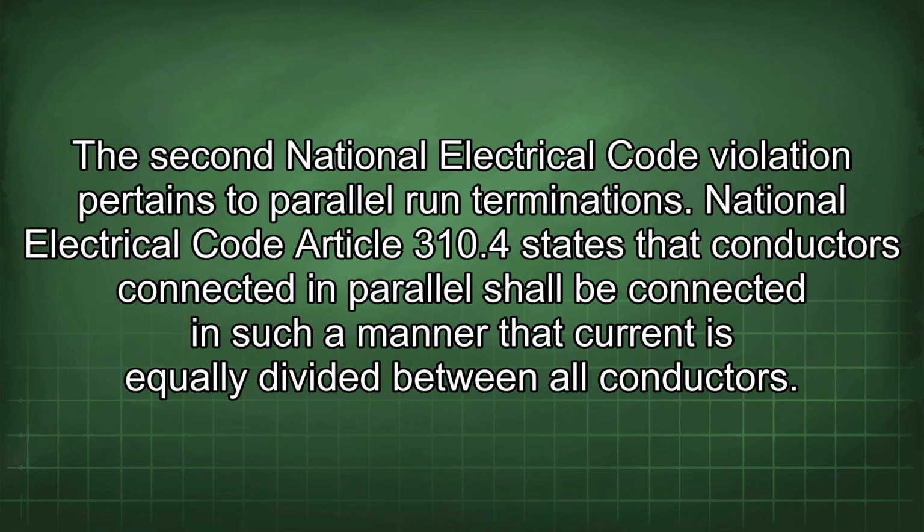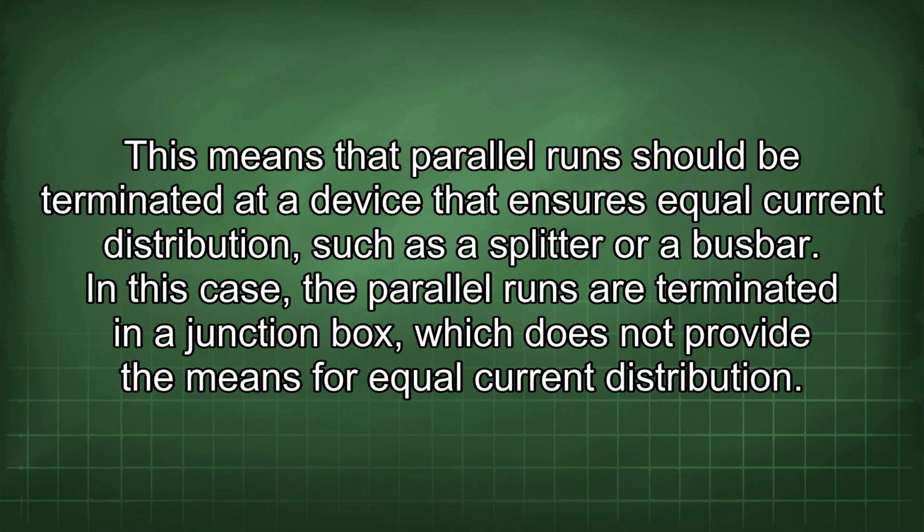The second National Electrical Code violation pertains to parallel run terminations. National Electrical Code Article 310.4 states that conductors connected in parallel shall be connected in such a manner that current is equally divided between all conductors. This means that parallel runs should be terminated at a device that ensures equal current distribution, such as a splitter or a busbar. In this case, the parallel runs are terminated in a junction box, which does not provide the means for equal current distribution.